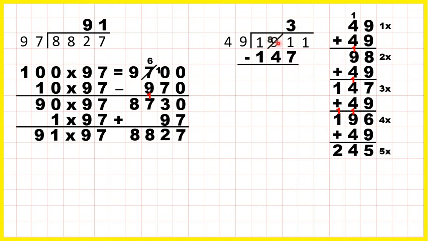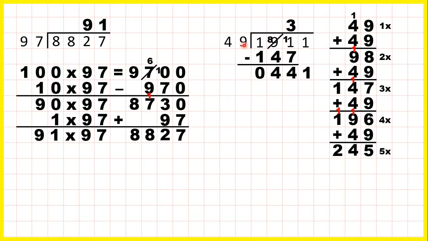Now we do the subtraction, and we bring down the last digit. Now we've got 441 divided by 49. Now 441 is a lot more than 245. So if we keep on adding 49s, it's going to take us a very long time to get to 441. So what we can do instead is estimate.